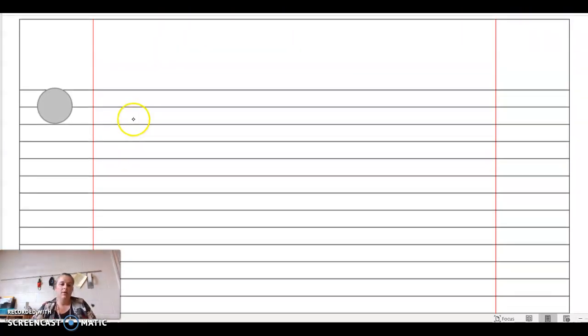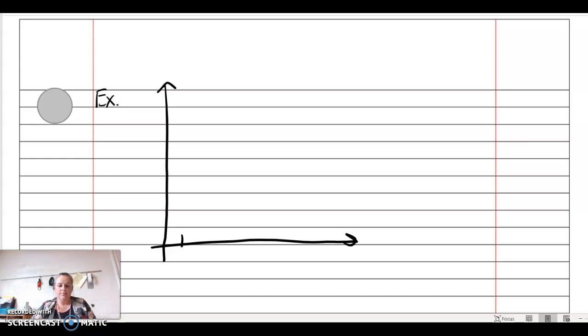One more, if I can squeeze it in here. Do a graph. Go by 2's, and then 5's. Okay, let's say we have a point at 0, 25. At 2, it's 15. And at 4, it's 5.